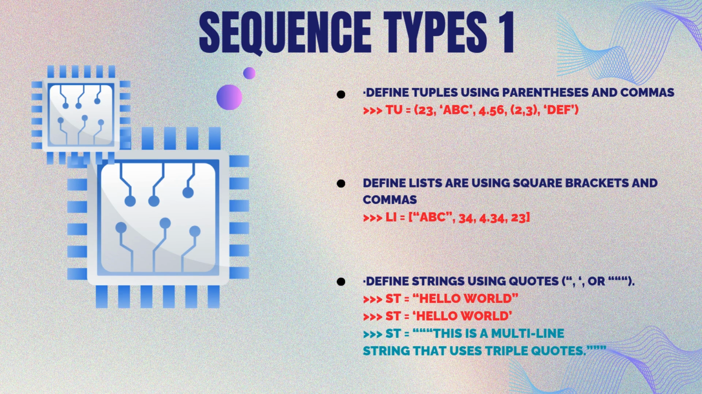To define a tuple in Python, we use parentheses and commas. Lists, on the other hand, are defined using square brackets. Strings are defined using quotes, either single, double, or triple quotes for multi-line strings.